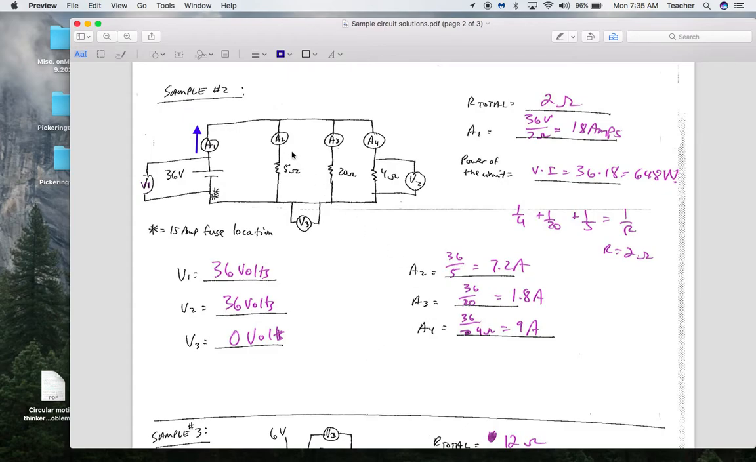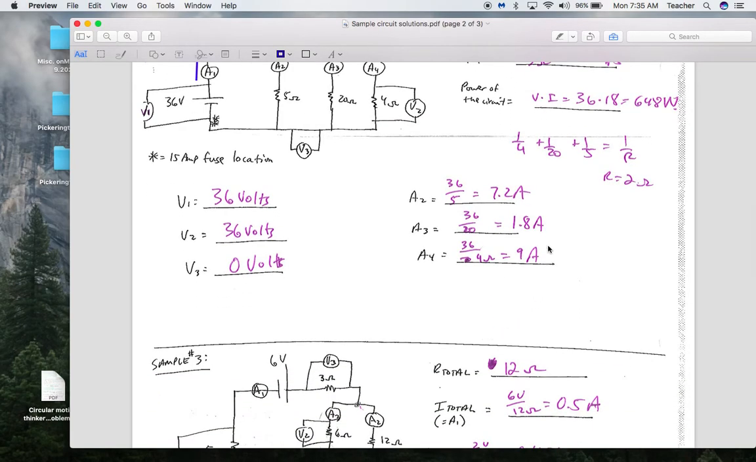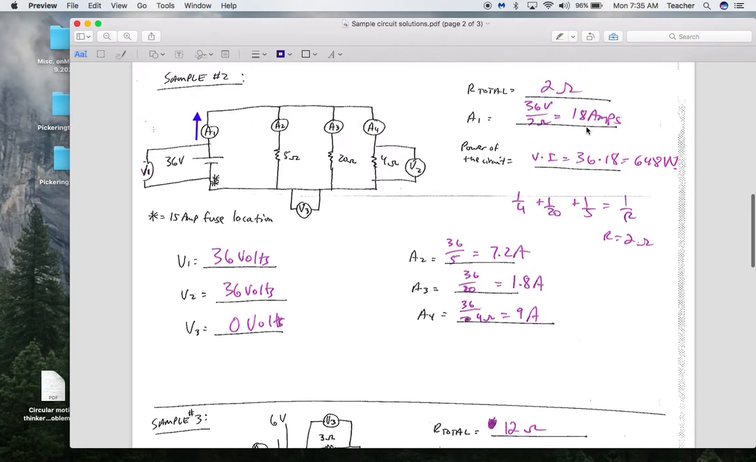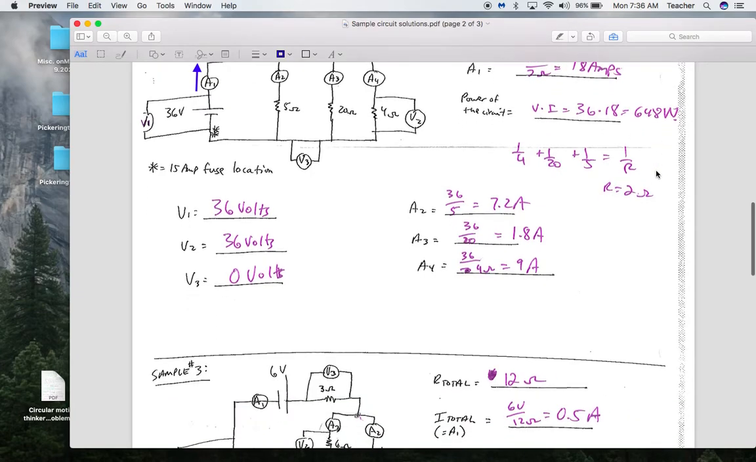To find the current through these, what I end up looking at is this voltage divided by this resistance, 7.2 amps; this voltage again, the total, divided by this, 1.8 amps; this voltage divided by this, again, 9 amps. So when I add all those up, 7.2 plus 1.8 plus 9, I get 18 amps, which is what I thought I would have when I just did the total voltage divided by the total resistance. So it's a nice double check. Here, to find the power of the circuit, total voltage multiplied by total current, 648 watts.